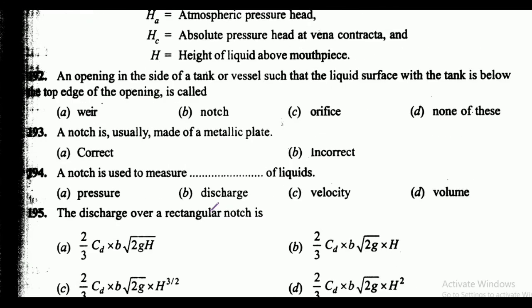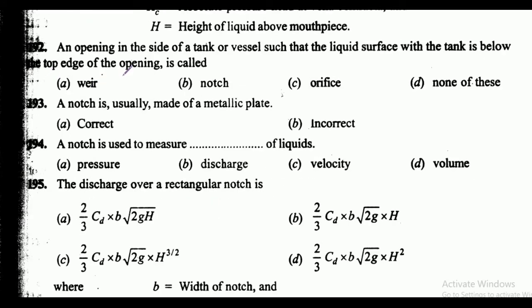Next is: an opening in the side of a tank or vessel such that the liquid surface within the tank is below the top edge of the opening is called. Here options are notch, orifice, none of these. So here, friends, the correct answer is option B, that is notch.